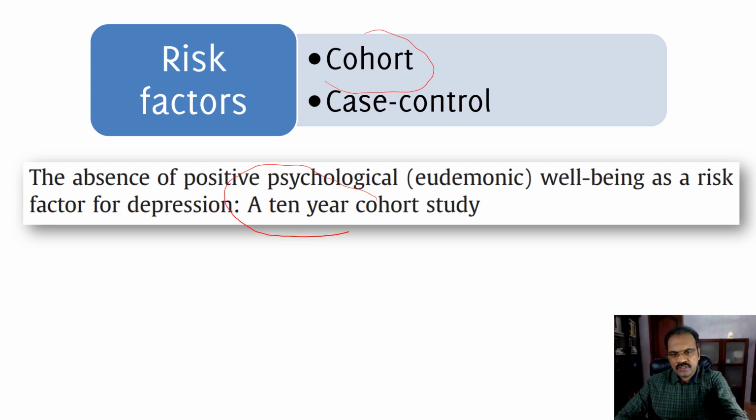So basically what they did was they had two groups. One group of people had positive psychological well-being, the other group did not, and then they followed up these two groups of people for a period of 10 years, and they compared the rates of development of depression in the group with and without this particular positive psychological well-being. So that is a cohort study of identifying whether the absence of this particular factor is a risk factor for the development of depression. More commonly, people also use the case control design for the identification of risk factors.